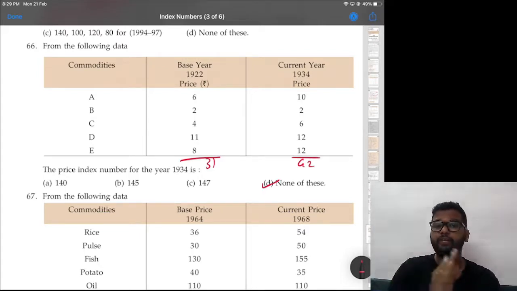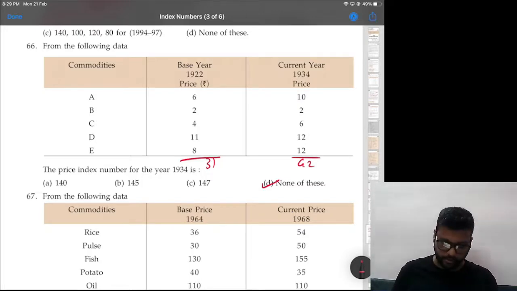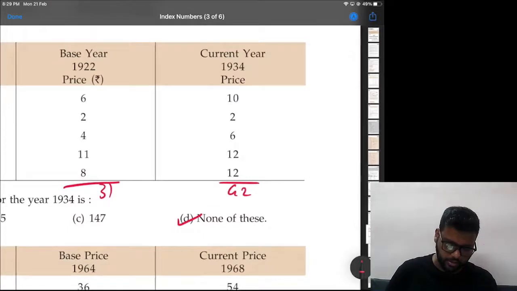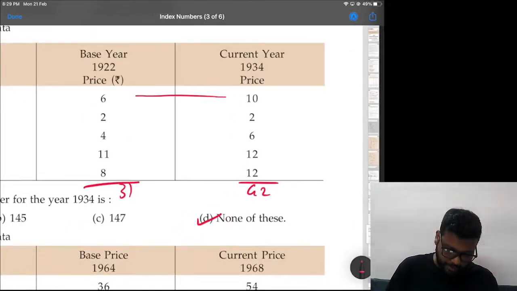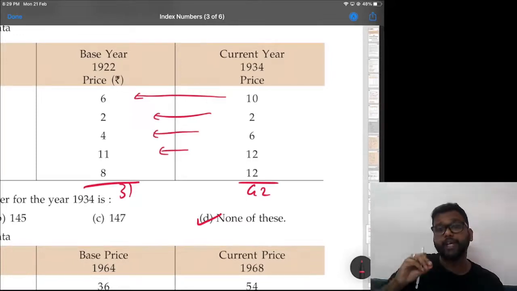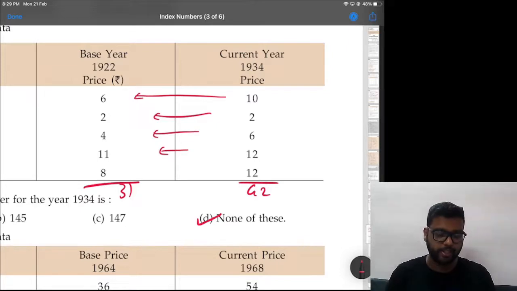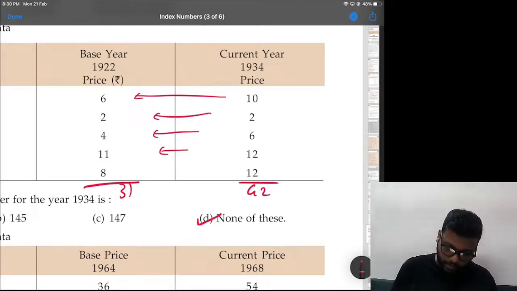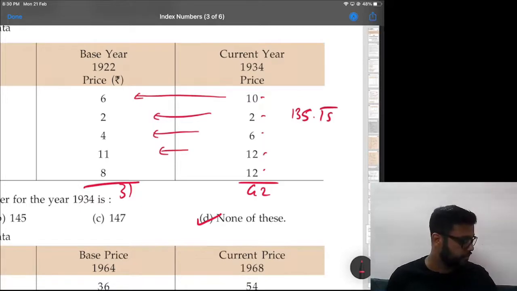Other method is average of relatives, but still that is not going to be this high, 140, 145. What is average of relatives method? 10 by 6, 2 by 2, 6 by 4, 12 by 11, and then we'll take average of all. So we can do it on calculator. 10 by 6 M plus, 2 by 2 M plus, 6 by 4 M plus, 12 by 11 M plus, 12 by 8 M plus. If you press MRC, you get 6.757575. We have to take average. So there are 1, 2, 3, 4, 5 values. So divide by 5. If we multiply by 100, we get 135.15 recurring. Again, none of these is the correct answer.